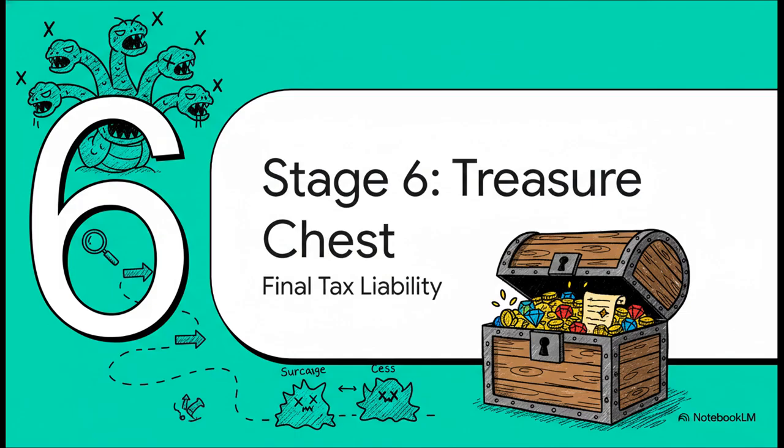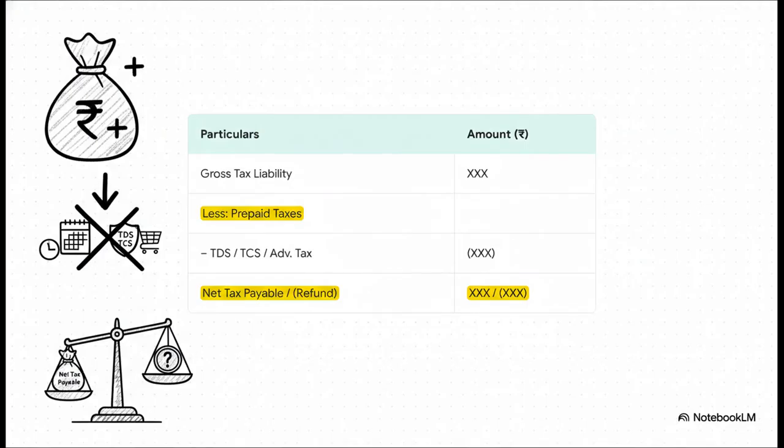We've done it. We have officially battled the 5 heads, we navigated all the adjustments, we used our deductions, we chose our path, and we defeated the final bosses of surcharge and cess. We now have our gross tax liability. So it's time for the final showdown, and to finally open that treasure chest. This really is the moment of truth.